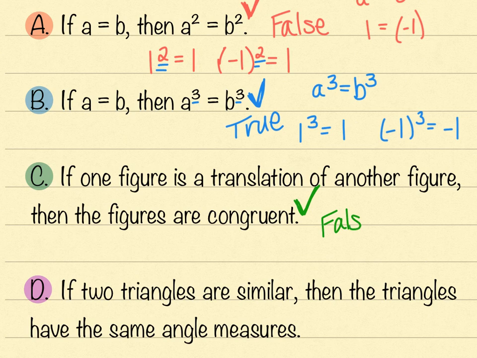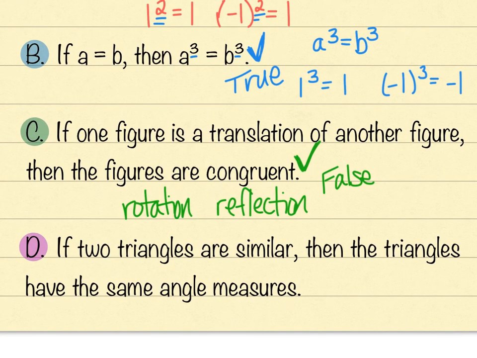There are several different types of congruent transformations. Again, if it's a translation, of course they're congruent. But if I flip the statement around, the converse says, if they're congruent, it must be a translation. No, it could be a rotation. It could be a reflection. So when I flip the statement around, it doesn't remain true.